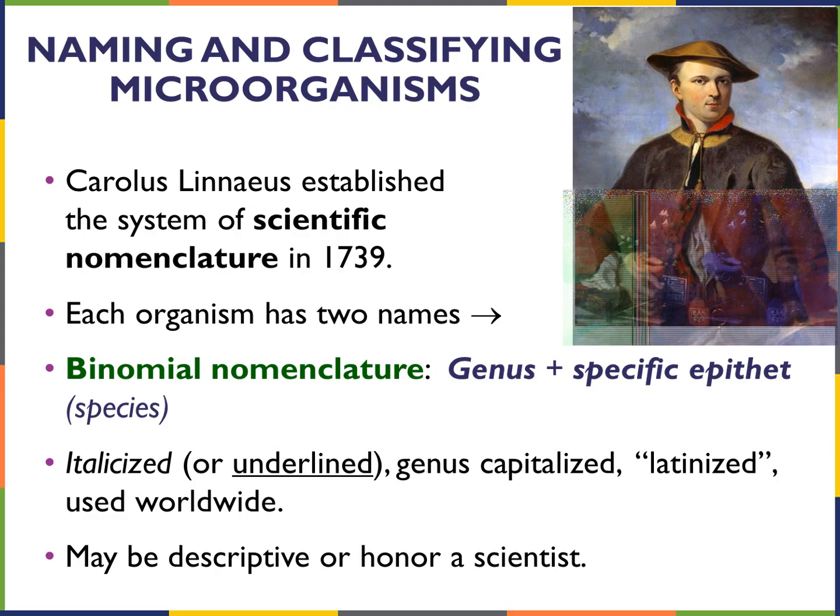All right. Let's go back to the 1700s and let's talk about this famous guy. He went by the name of Carolus Linnaeus. We give him credit for establishing the scientific nomenclature system in the year 1739. Now, I am not big on dates, okay? Yes, you need to know who the person was and what he did, but you don't really have to know exact dates because in chapter 1, there are a lot of dates, okay?